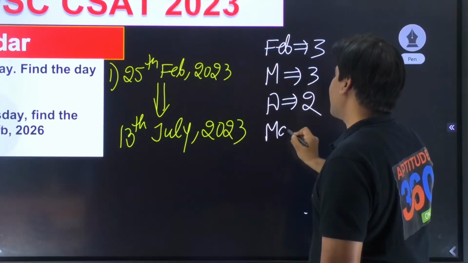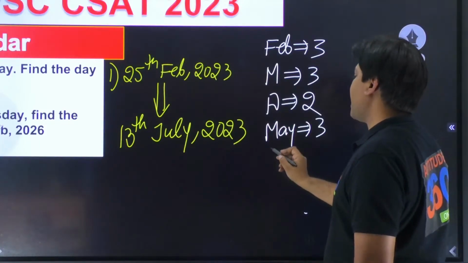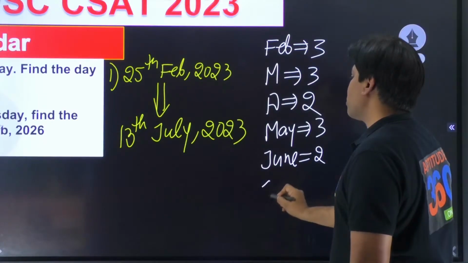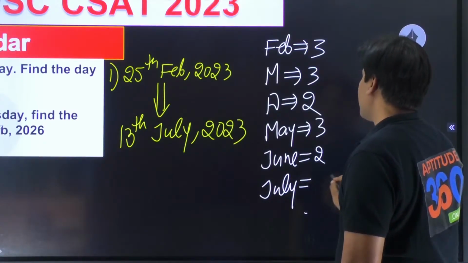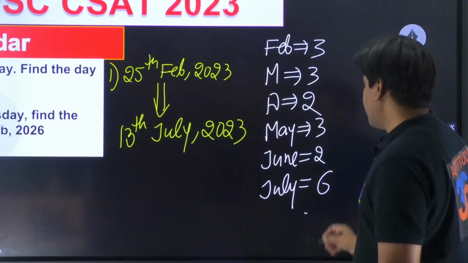And then May. Why am I writing these values? Probably, I suppose that you understand this. May, and then June, that is going to be 2. And then you have got July. So for July, you have to write 6. 13 should be divided by 7, and the value comes out as 6.